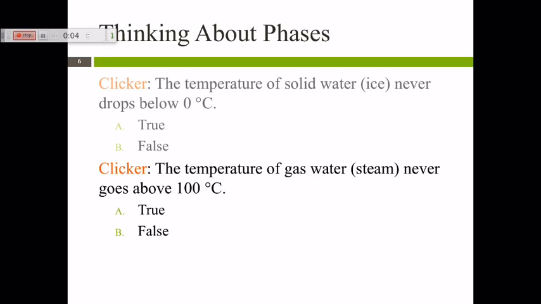Once we convert liquid water to gas, we go above 100 degrees. Can steam ever be warmer than 100 degrees Celsius? And what's the difference if you say yes? Talk to your neighbors. Click in your answers. And we're closing out.